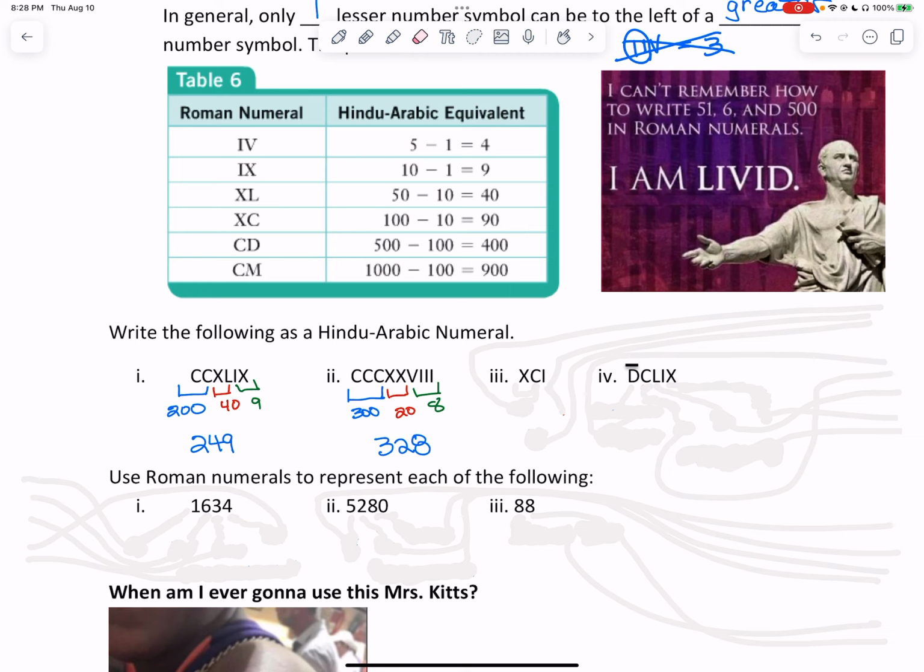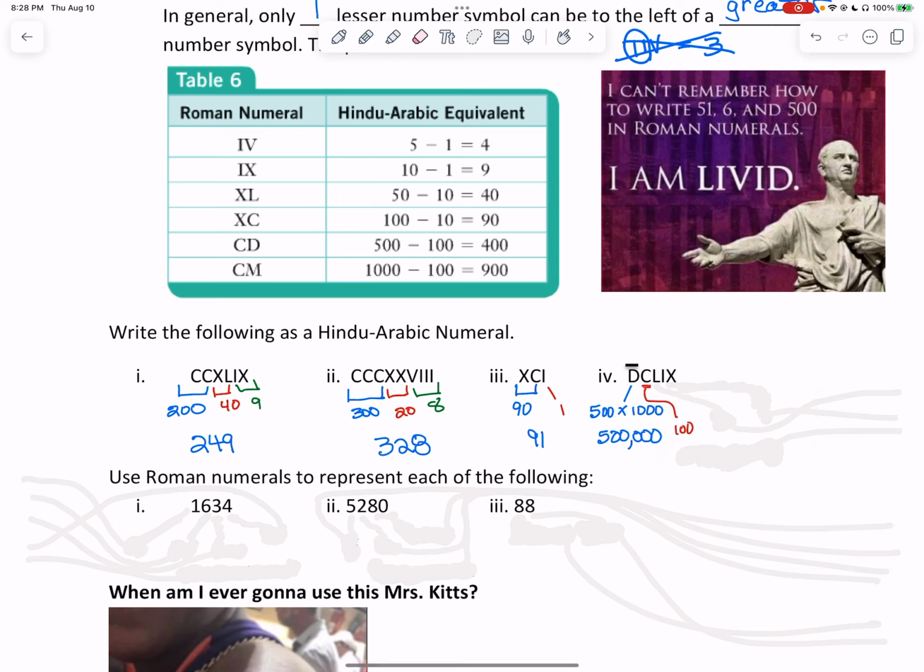Let's do 2 more fairly quickly. So that X and the C, notice the C is a century, that's 100. So we're subtracting those. So that's 90. And then we've got that 1, so that's just going to be 91. And last one, we got that D with the bar over it. Now remember, the D is 500, and then we put a bar over it, so we're going to multiply it by 1,000. So that's 500,000.